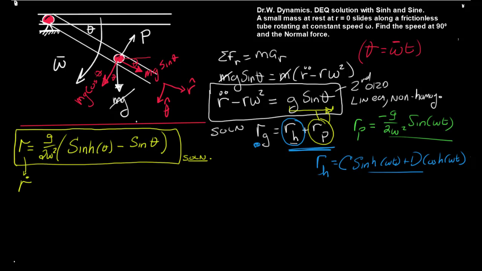Taking this one step further, we can find that the velocity is now g on 2 omega squared. Sinh will be cosh of theta, and it'll kick out an omega, minus omega cosine of theta. And we can bring this omega out in front, in which case it will cancel with that. And that's the velocity as a function of theta, which is one of the things we were asked to find.